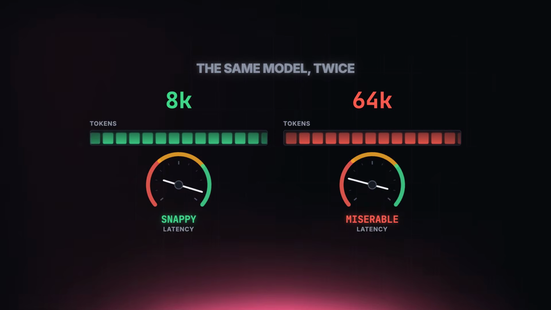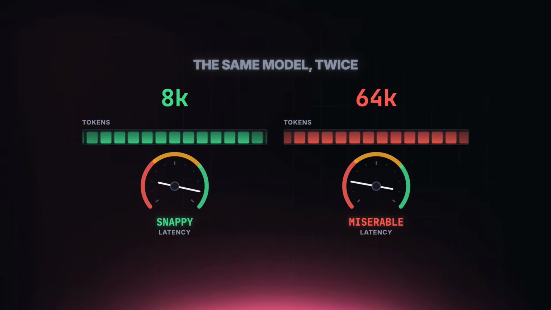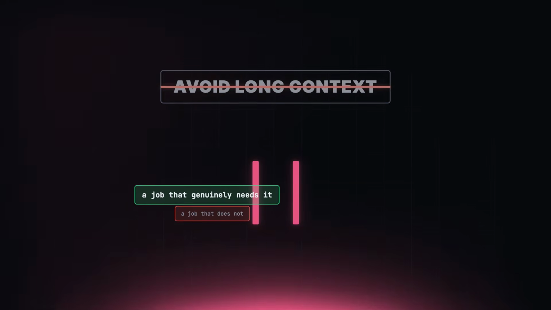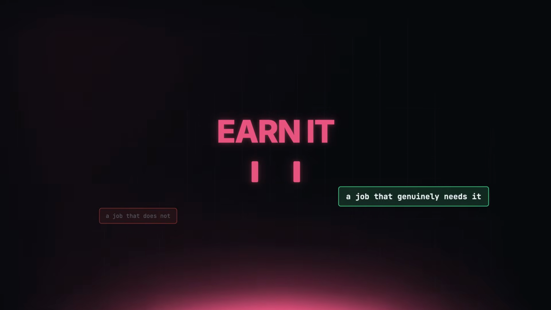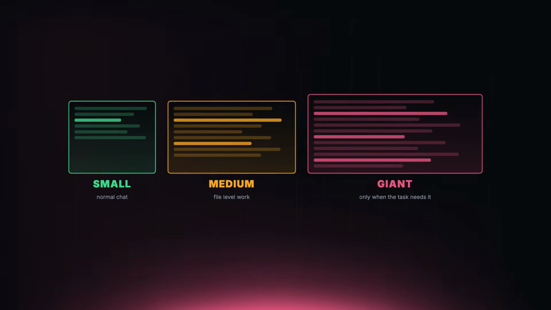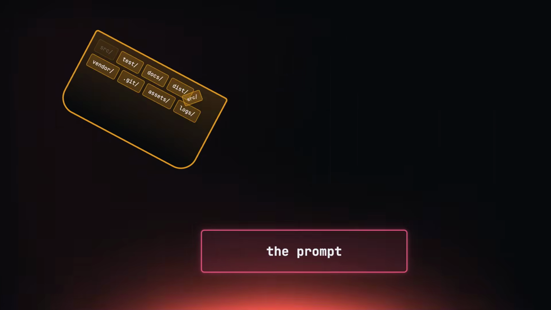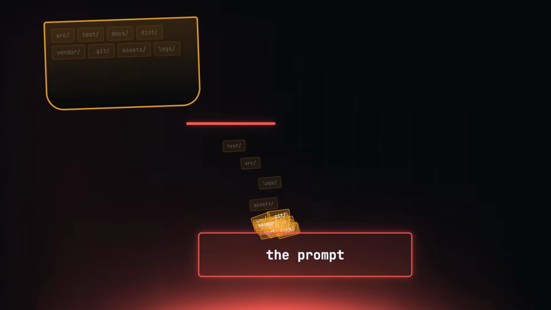This is especially painful on small machines. The same model can feel snappy at 8,000 tokens and miserable at 64,000. The answer is not to avoid long context. The answer is to earn it. Use small context for normal chat, use medium context for file level work, use giant context only when the task really needs it, and for code, stop dumping everything into the model.